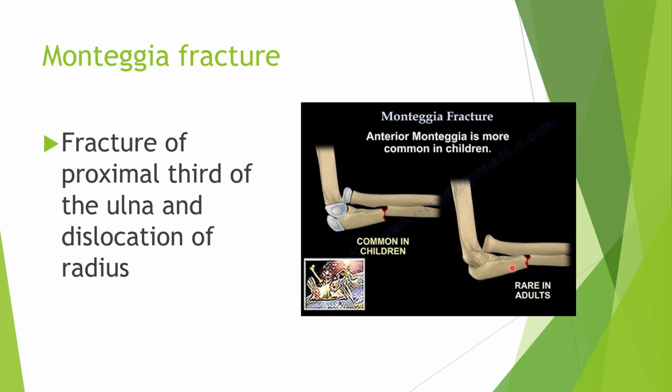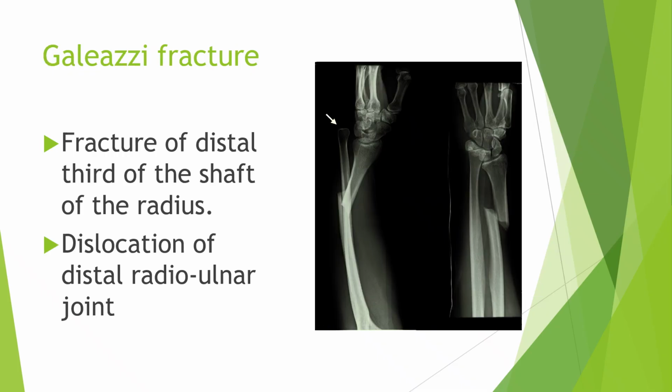Monteggia fracture. This is a fracture of the proximal third of the ulna and there is dislocation of the radius. Galeazzi fracture. This is a fracture of the distal third of the shaft of the radius. The distal radio-ulnar joint gets dislocated.